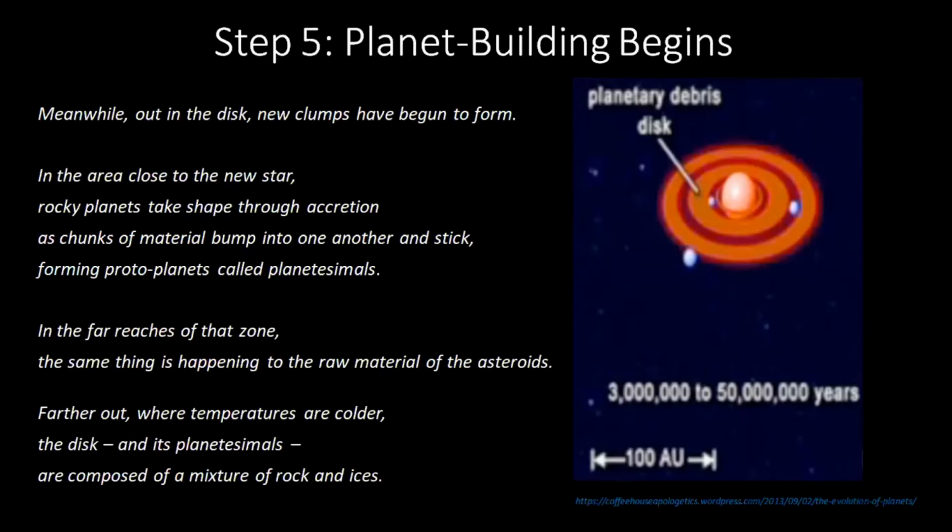A series of these collisions builds up a sort of protoplanet called a planetesimal, and they start building up in various areas near the sun. Farther out, the same thing is happening to the material that will ultimately become the asteroids. And even beyond that, near the outer edges of the disk, temperatures are colder, and the disk and its planetesimals are composed, instead of rock, of mixtures of rock and ices.